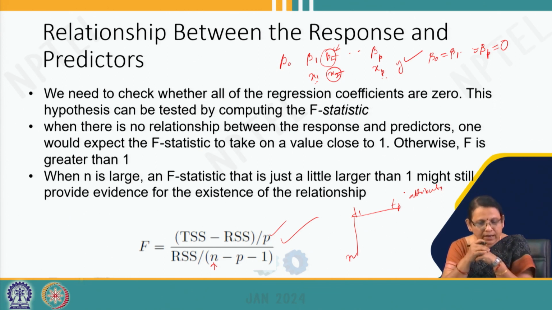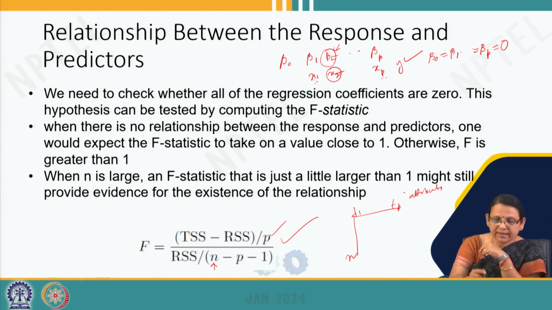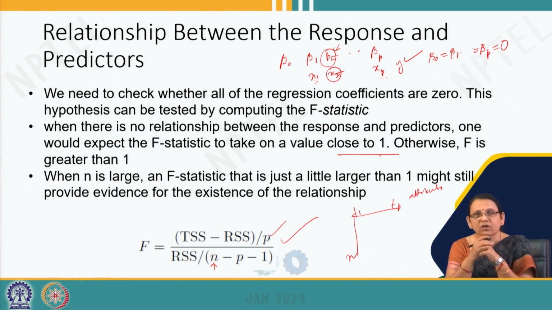So, when n is large and there is no relationship between response and predictor, one would expect the F statistic to take a value close to 1. Otherwise, F is greater than 1. Now, how large? It depends on the data set. When n is large, an F statistic that is just a little larger than 1 might provide evidence of a relationship, whereas when the size of n is small, it can be a very large quantity as well.